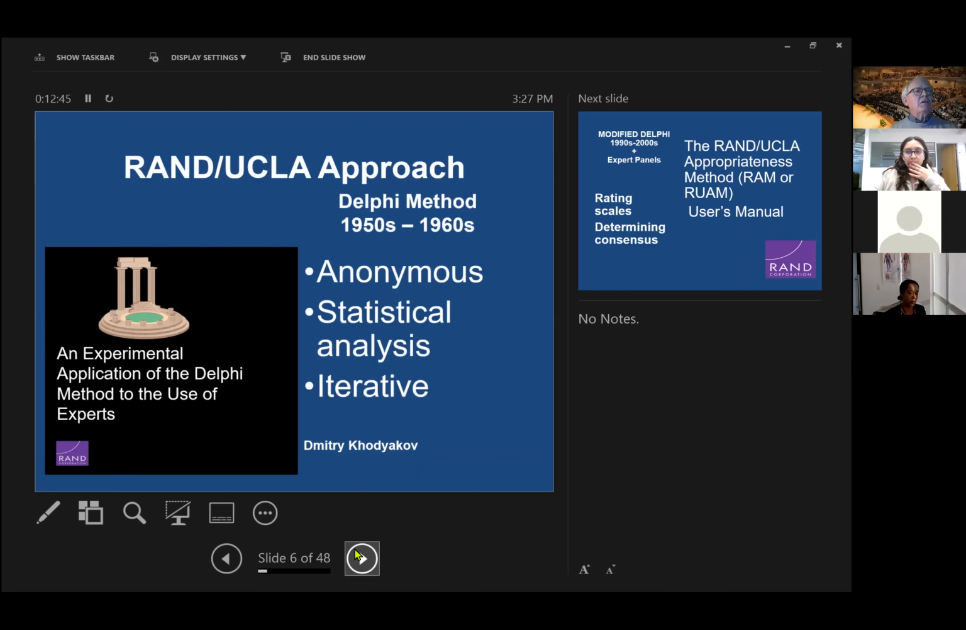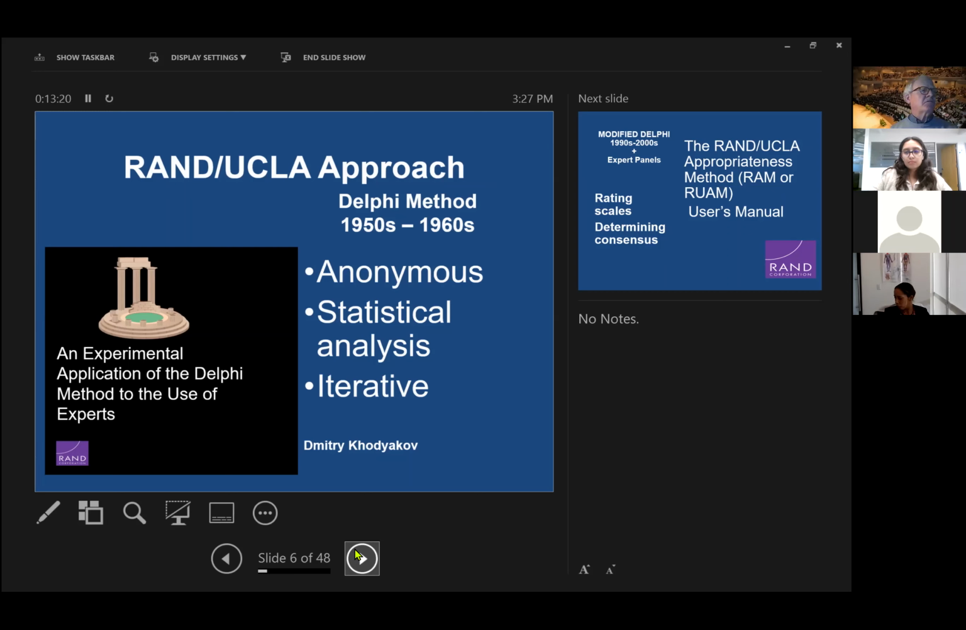So what RAND did, and it's called the RAND UCLA approach, is either called RAM or now it's called RUAM, which I'll give you a slide on in a minute. But historically it was called RAM, but it meant RAND UCLA because it was developed by both RAND and UCLA. They combined two things that already sort of existed. There's a thing called the Delphi method, which I'll explain in a minute. They combined that with expert panels.